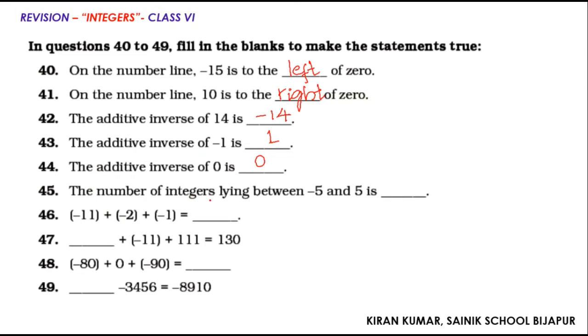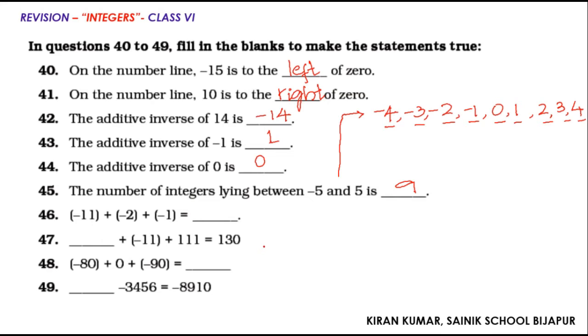The number of integers lying between minus 5 and 5 is, if you look at minus 5 and 5, the numbers between them are negative 4, negative 3, negative 2, negative 1, 0, positive 1, positive 2, positive 3 and positive 4. Count the numbers: 1, 2, 3, 4, 5, 6, 7, 8, 9. So in total there are 9 numbers between them.